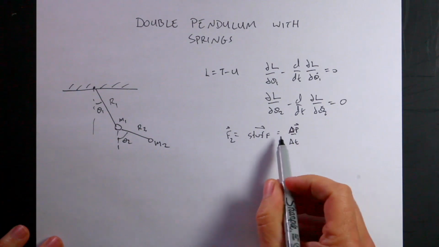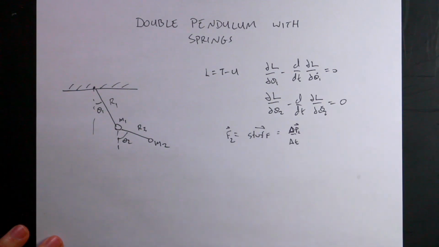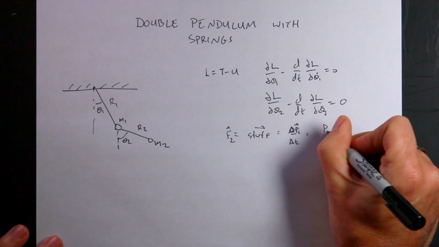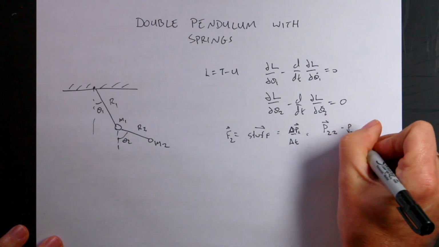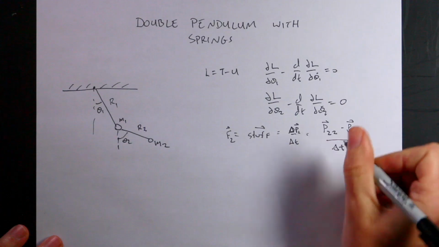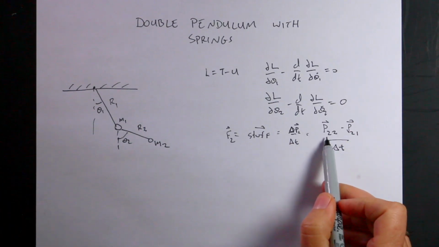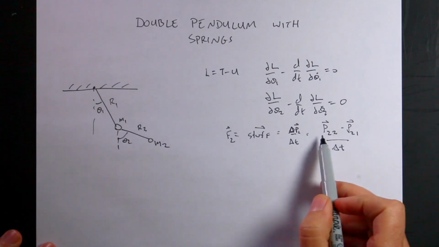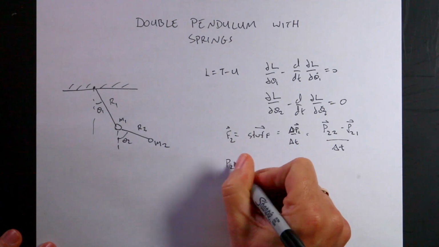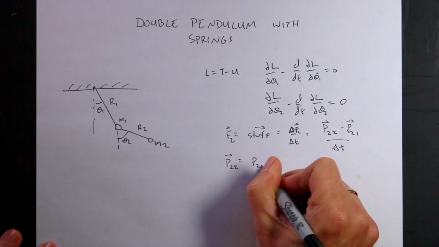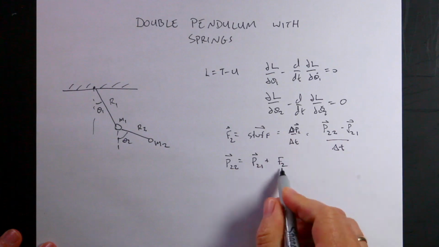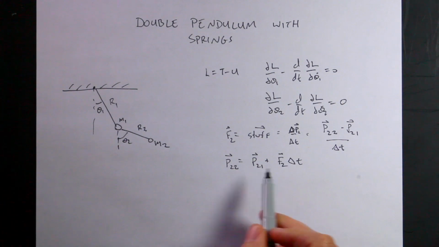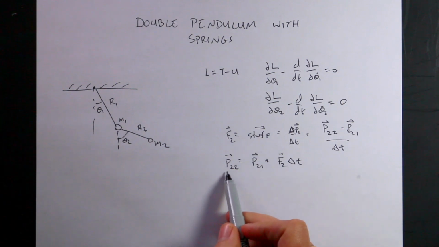If I assume that this is a short time interval, then the force is constant. I can write this as P2 final minus P2 initial over delta T. So P2 final is the momentum at the end of the time interval, and P2 initial is the momentum at the beginning of the time interval. So I can solve this for P2 final: P2 final equals P2 initial plus F2, the force on 2, times delta T. So if I know the momentum at the beginning, and I calculate the force with the time interval, I can find the momentum at the end.